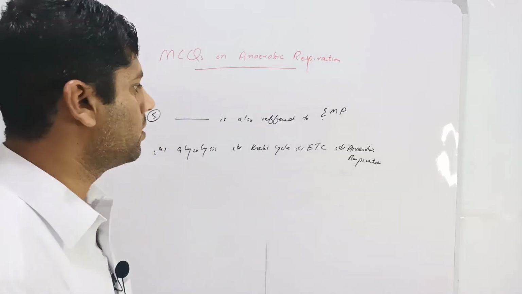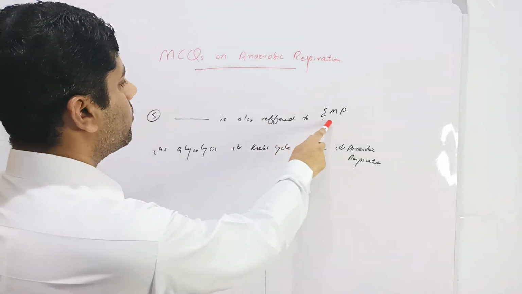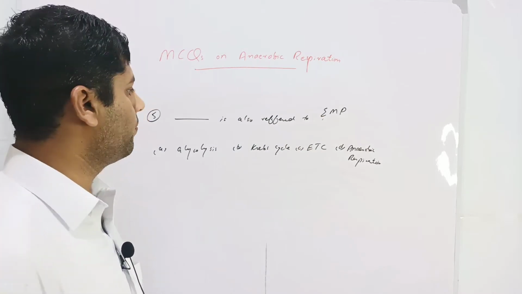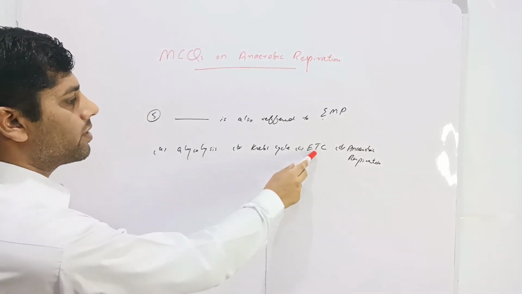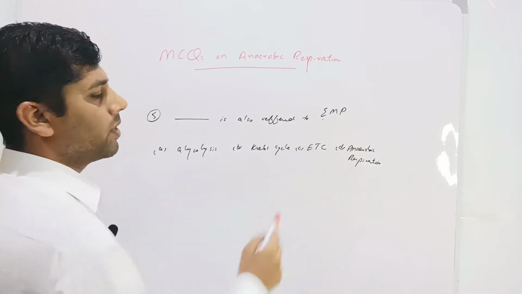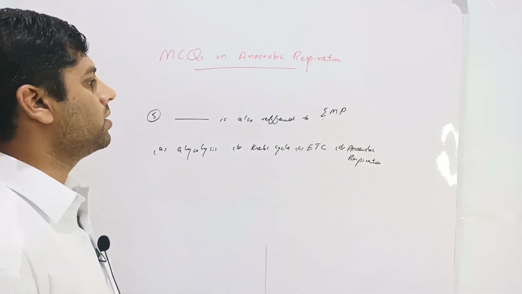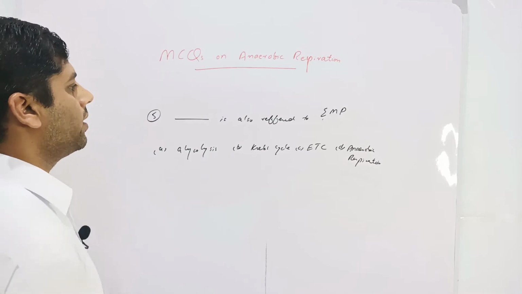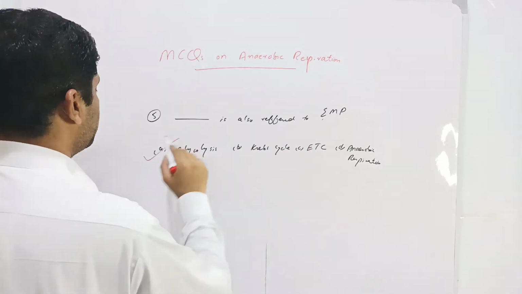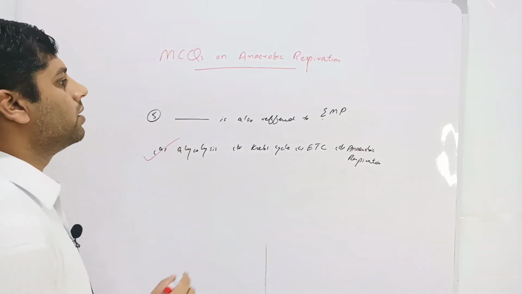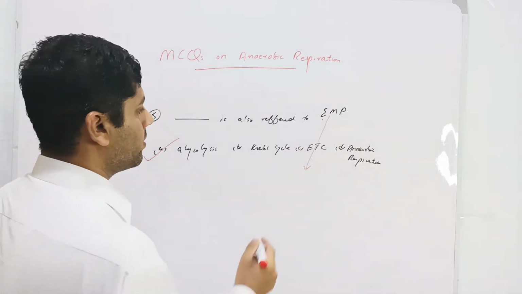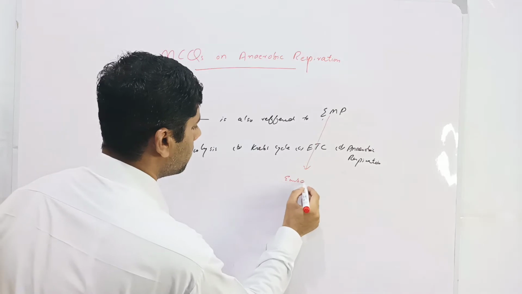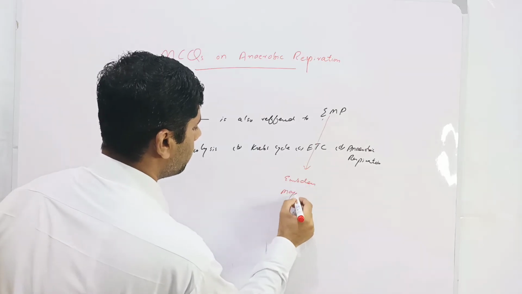Next question is, dash is also referred to EMP. Options given are glycolysis, Krebs cycle, electron transport chain, or anaerobic respiration. So it is fact-based question and EMP is referred to glycolysis. This should be kept in mind. EMP is the term derived from its discoverers, the Embden, Mayerhof and Perennis.